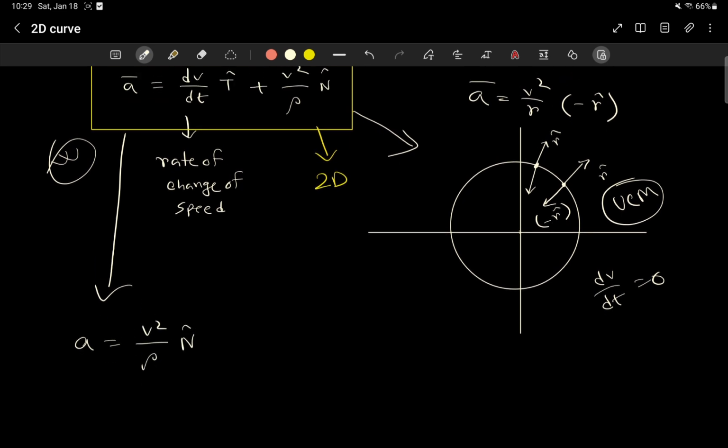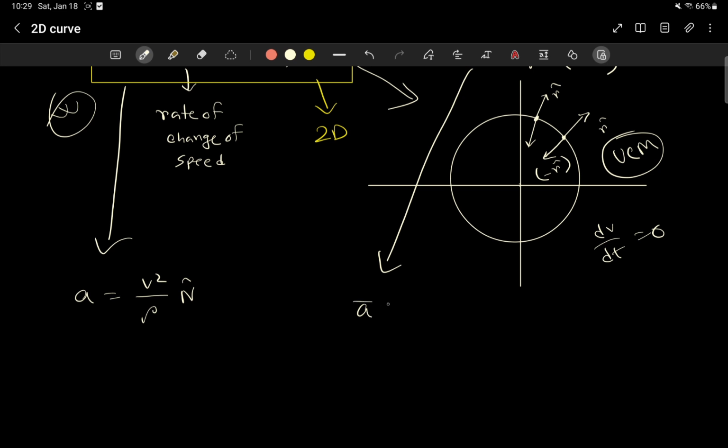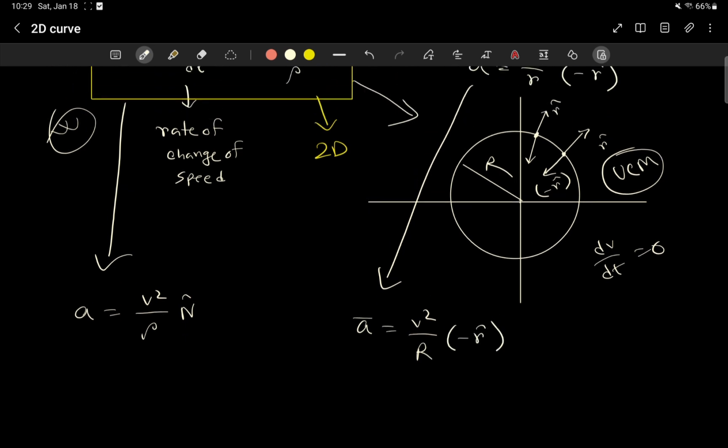And from here we already know that a must be equal to v squared divided by, I will use the big R, the capital R, then the negative R immediately. So what's the difference? Let's say at some really arbitrary point, and in the next moment the t changes from there to here.